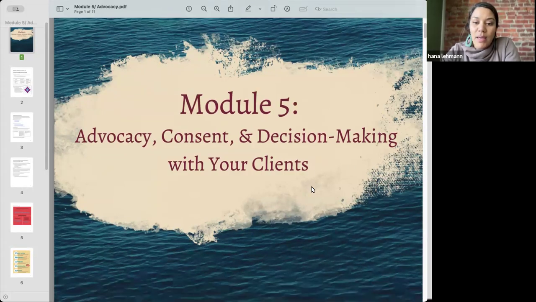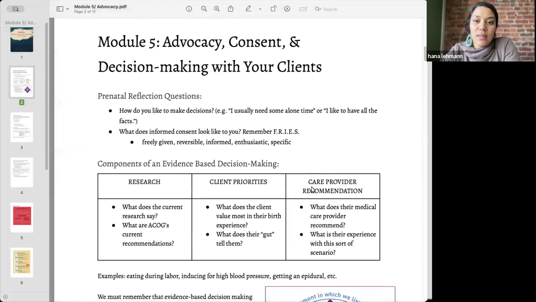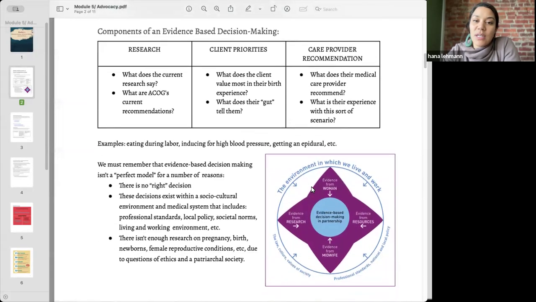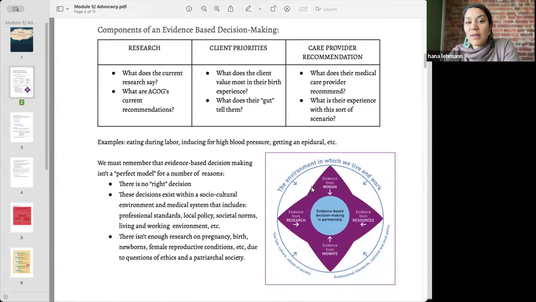So I'm going to go ahead and move into the first page here, right? So I like to first talk a little bit about the components of evidence-based decision making with your clients, right? So there are three pillars: the research, client priorities, and the care provider's recommendation, right? So the first thing is looking at the research. What does that current research say? What are ACOG's current recommendations for this?